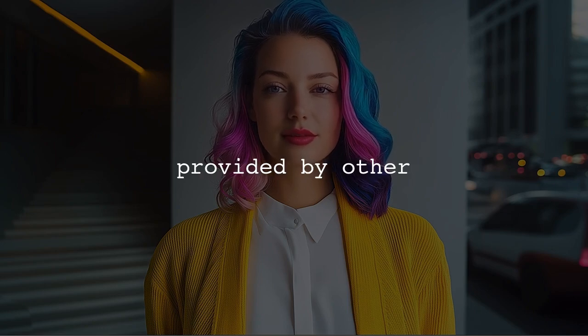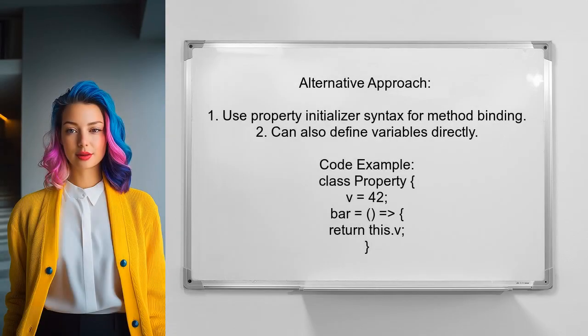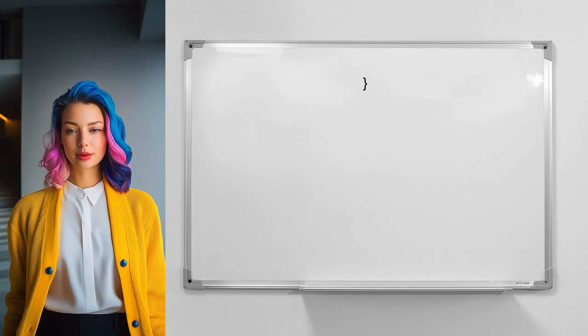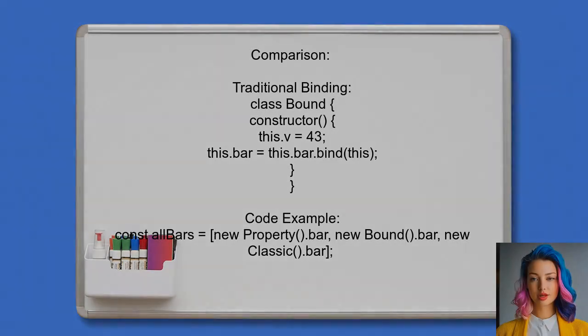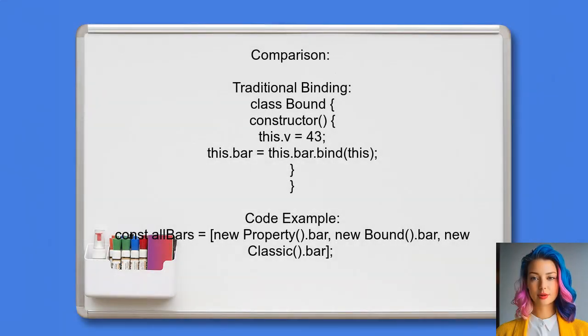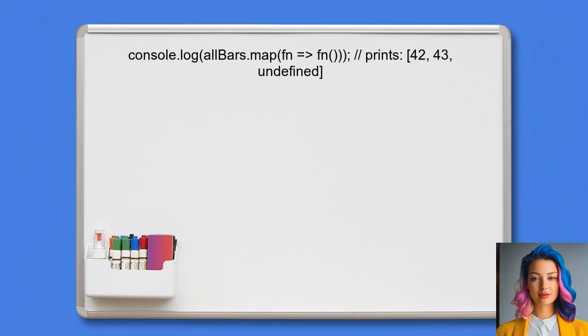Now let's look at the answers provided by other users. This user presents an alternative approach using property initializer syntax as a shorthand for method binding in constructors. They highlight that this syntax can also be applied to variables. They compare this with traditional method binding in constructors, showing how the property initializer syntax simplifies the code. They also demonstrate how calling unbound methods can lead to undefined values.